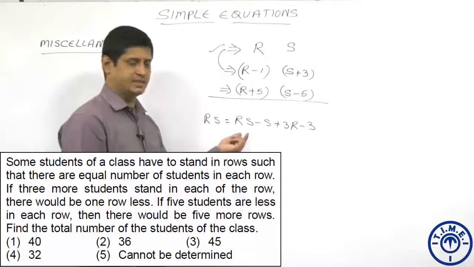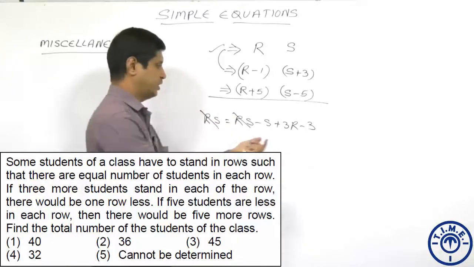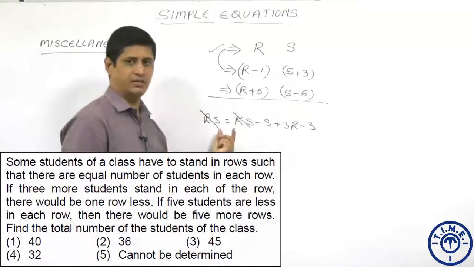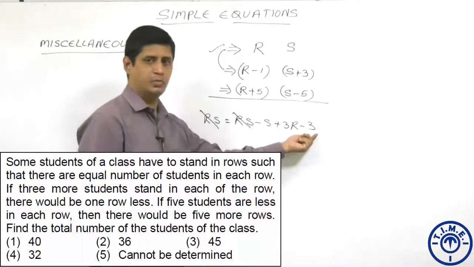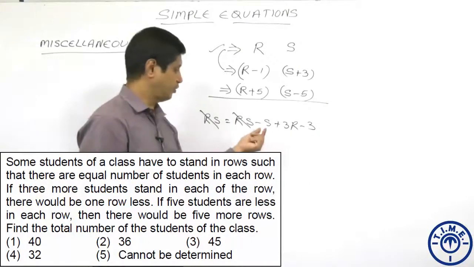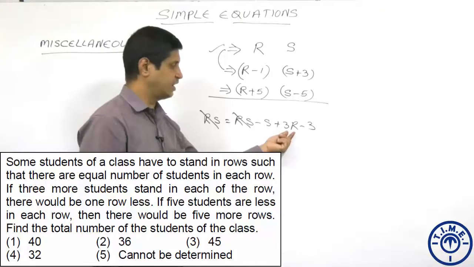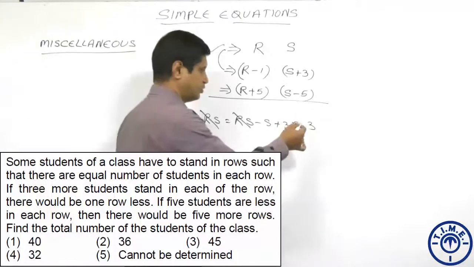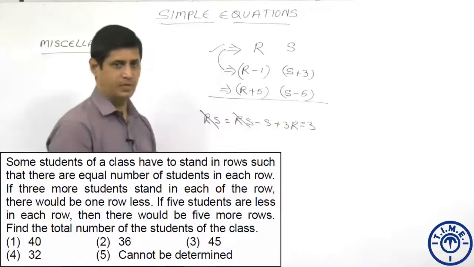RS and RS get cancelled. Now take this minus 3 to the other side. When you take it to the other side, it becomes positive. The result is R minus S plus 3R is equal to 3. Is equal to 3 means now equal to 3.